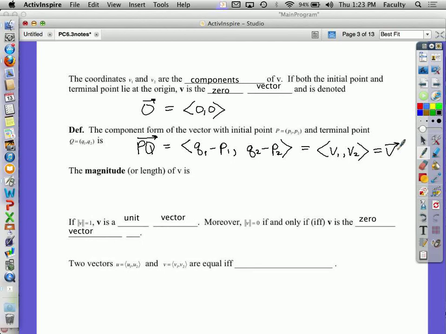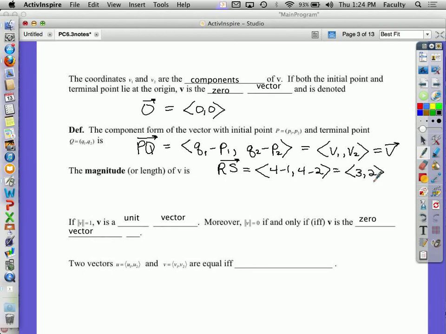So, if you think about it, I could take RS and convert that into component form. That was 4 minus 1, comma, 4 minus 2. Notice that PQ had the same component form. That would eventually be another way to show the two vectors are equivalent.